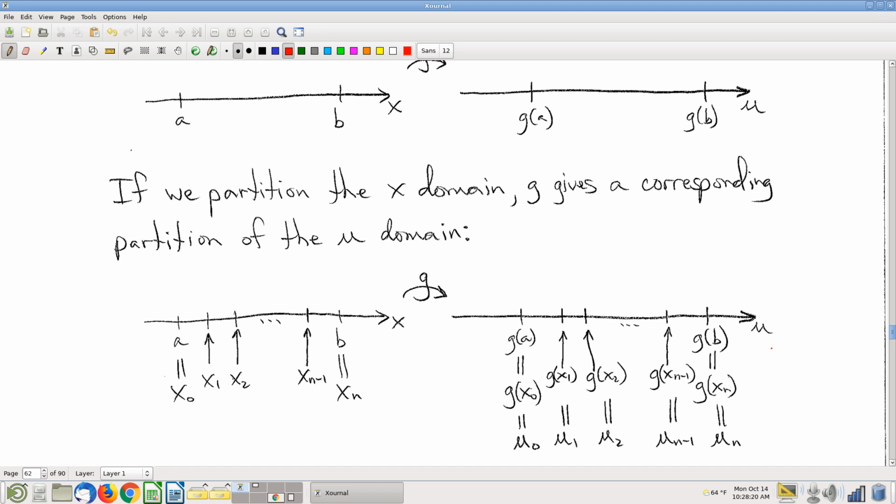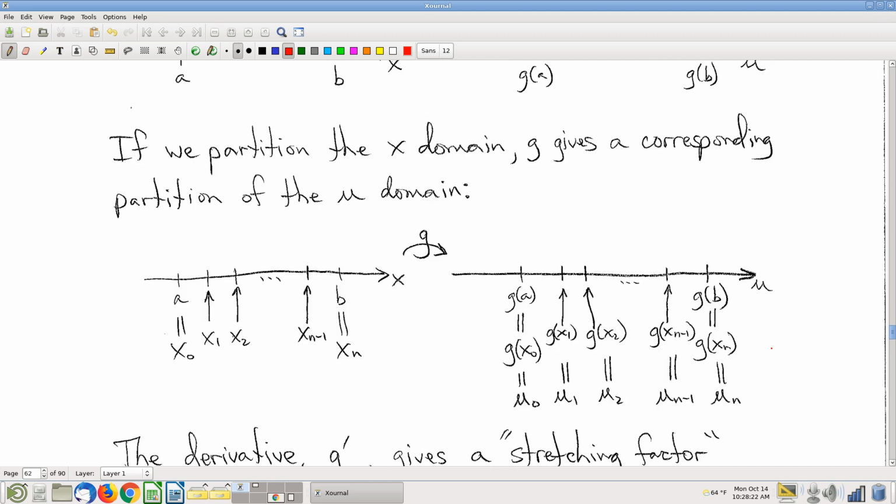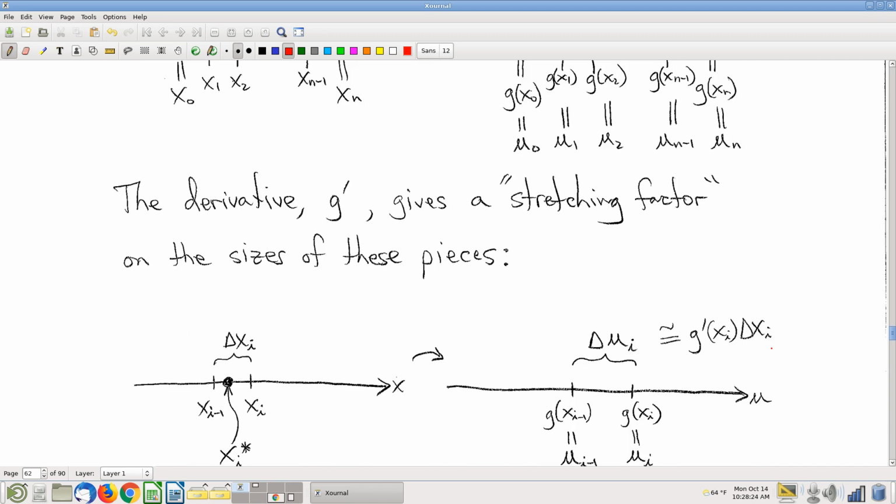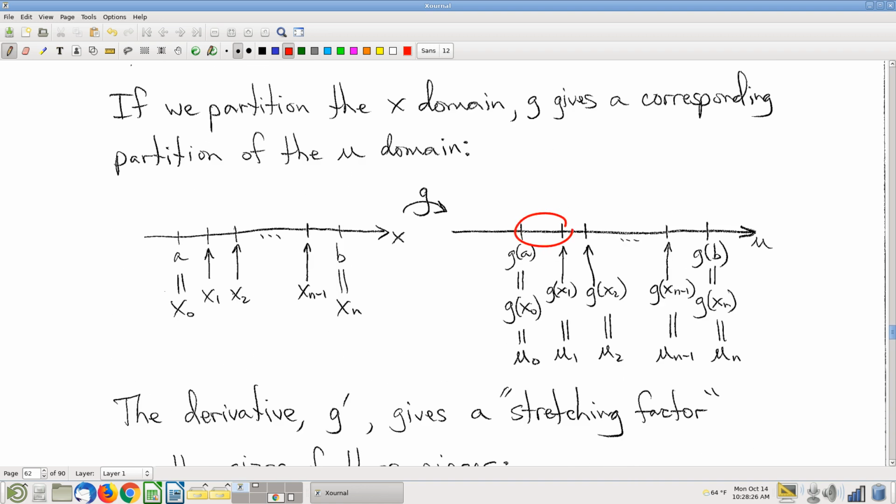Okay, right. So here we go. How big are these pieces? Some of them are bigger, some of them are smaller. These are all conveniently the same size, b minus a over n, and that's not what we have here.